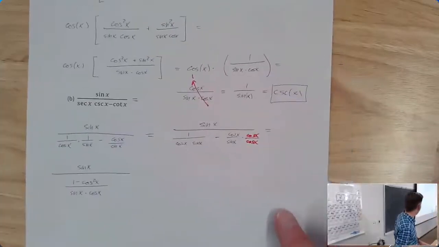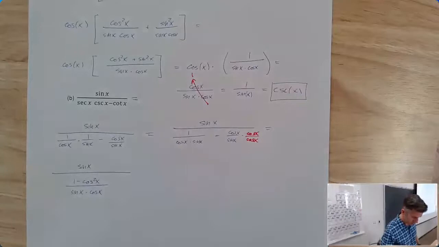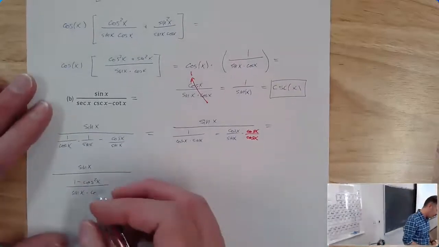Now here's where you maybe have choices as far as what you want to do next. One option would be to rewrite 1 minus cosine squared x. In fact, let's write this down on a new page. We'll come back to that in a second.